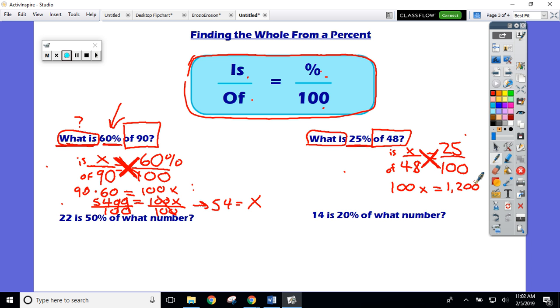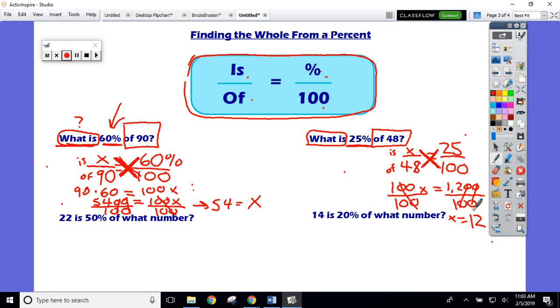1,200. Now, I don't want to find out what 100x is equal to. I want to find out what x is equal to. So what I need to do is divide each side of the equation by the number that sits with the letter, with the x. This crosses out, giving me x is equal to 1,200 divided by 100, which is 12. You can do that by crossing out zeros. I could also do that by pushing buttons on a calculator or long division or just knowing the fact.